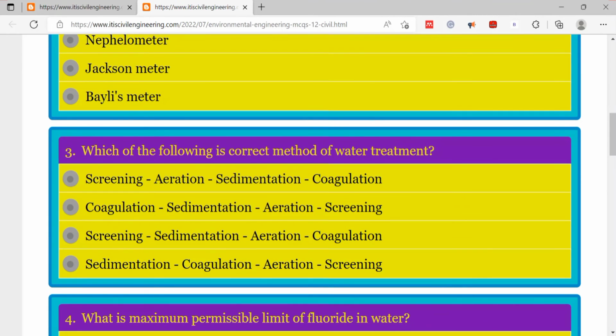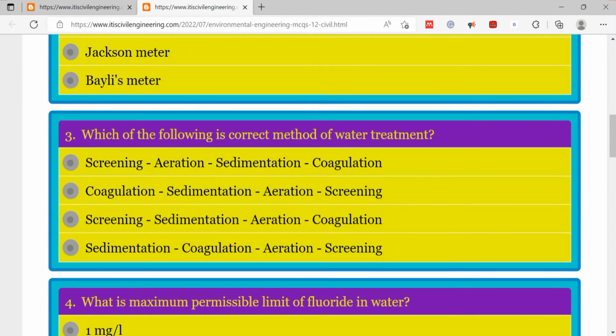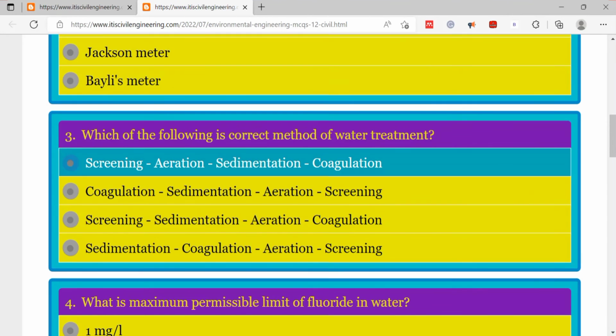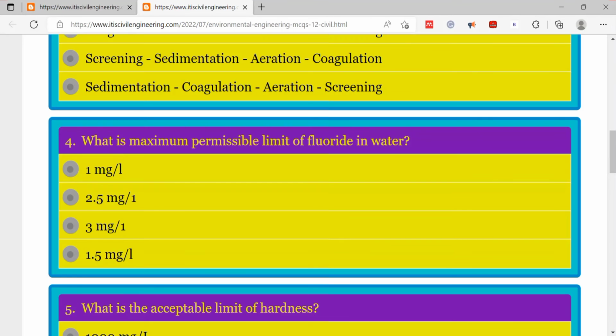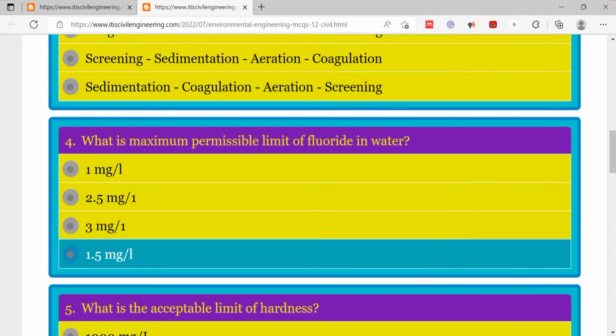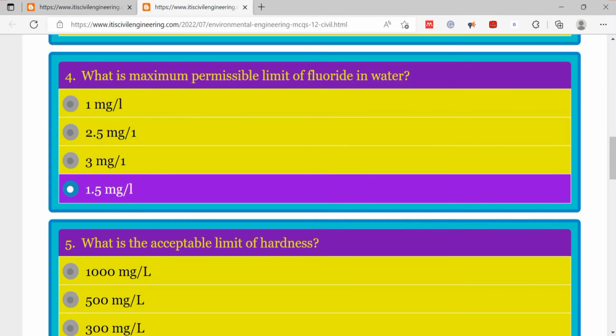Which of the following is the correct method of water treatment? You need to remember that firstly we do screening, then aeration, then sedimentation, coagulation, flocculation, filtration and disinfection. So here our correct answer will be screening, then aeration, sedimentation, coagulation. What is the maximum permissible limit of fluoride in water? We have already discussed this, that it is 1.5 milligram per liter.